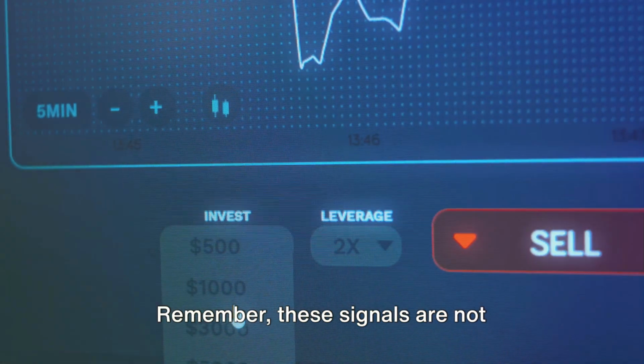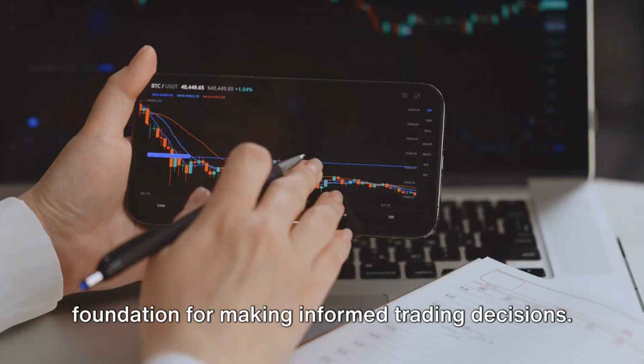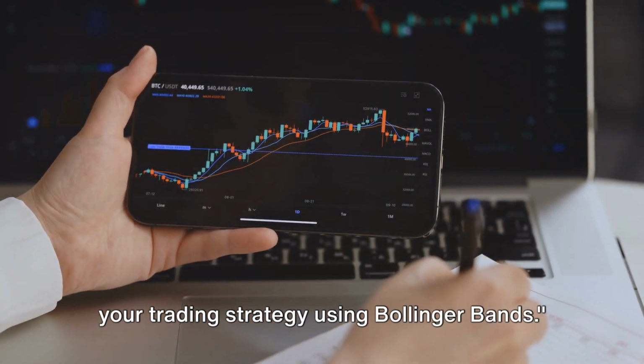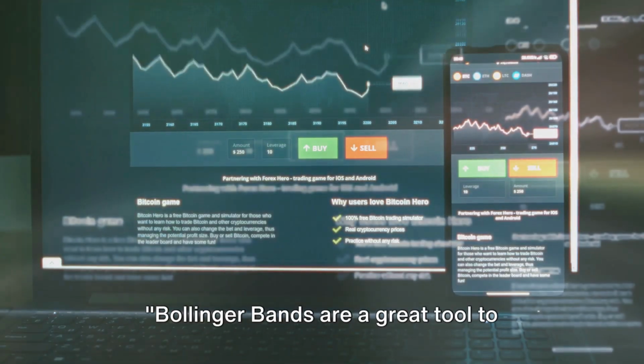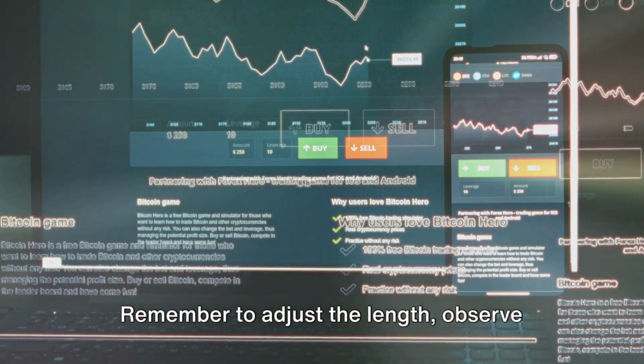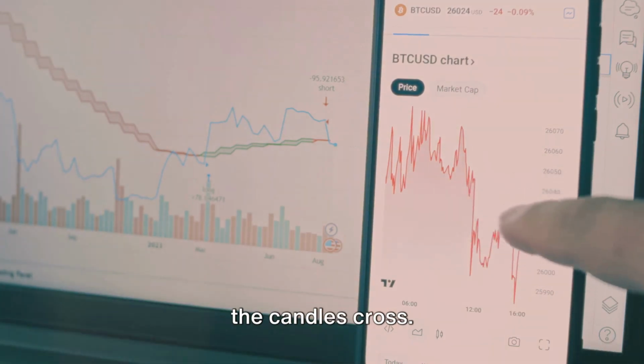Remember, these signals are not foolproof, but they provide a solid foundation for making informed trading decisions. With these guidelines, you can optimize your trading strategy using Bollinger Bands. Bollinger Bands are a great tool to enhance your cryptocurrency trading skills. Remember to adjust the length, observe the Bitcoin chart, and make your move when the candles cross.